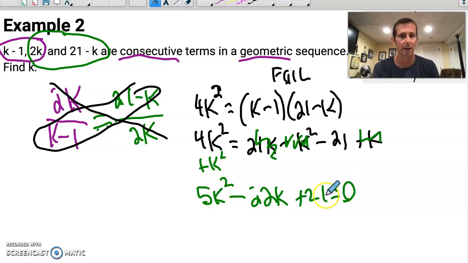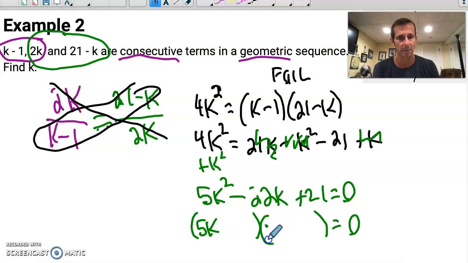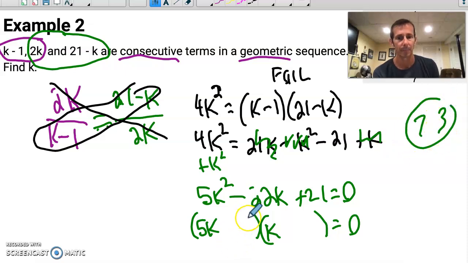Now that I have a quadratic equal to 0, I can try to factor this thing. I do have a lead coefficient, which does cause some issues, but it's prime. So I know that one of these has to be 5k and the other one has to be 1k. And then I have to think about what numbers multiply to equal 21. Well, that's just going to be 7 and 3, or 21 and 1. So I'm going to try 7 and 3. And I'm just going to put 7 and 3 like this. And if it doesn't work, I've got to swap them. It's kind of playing the guess and check game.